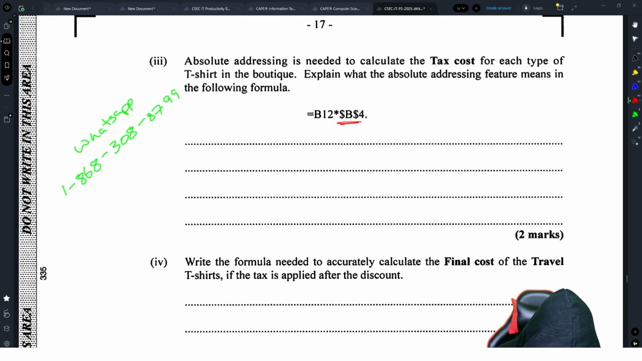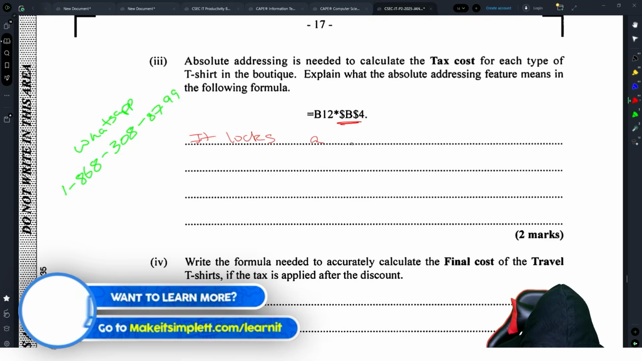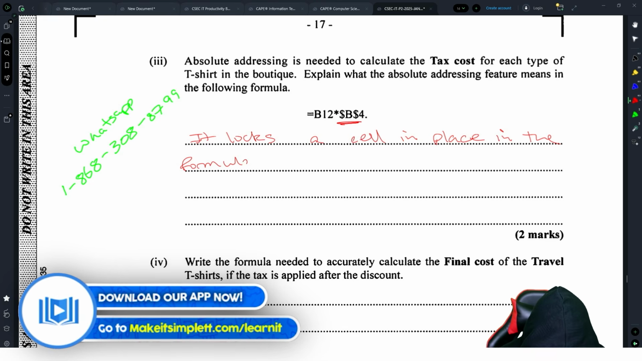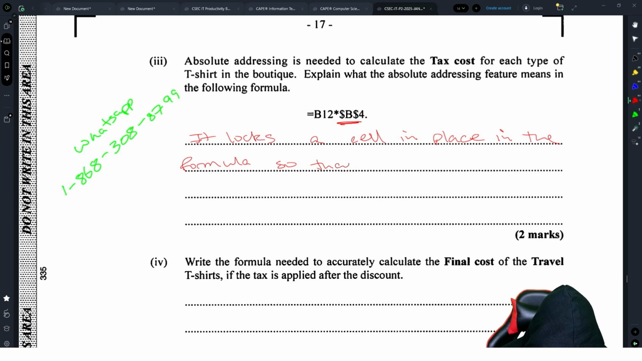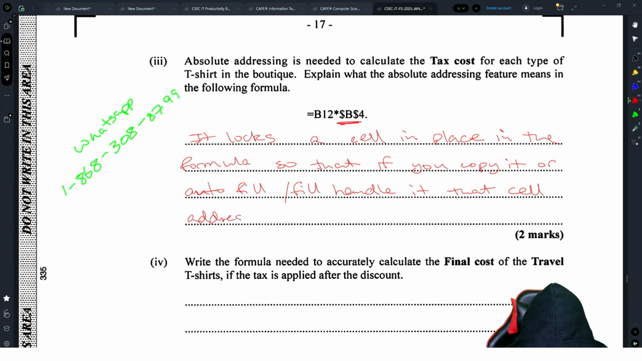Alright, so absolute cell addressing, the goal of it is it locks a cell in place in the formula so that if you copy it or autofill it or use the fill handle, that cell address does not change. Alright, so I gave you the yap version of the answer there. If you're a Yapper, you're a Yapper.